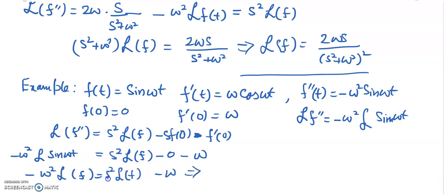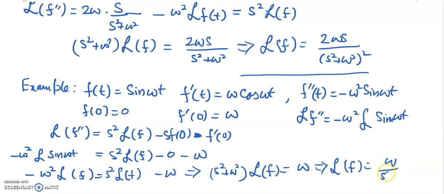From here, if I rearrange the terms, it will be s square plus omega square Laplace of f is equal to omega. Or very quickly, Laplace of f is equal to omega over s square plus omega square, which is the same relation which we already know for the Laplace of sine omega t. Similarly, in the same manner, we can find the Laplace of cosine omega t. So in this way, we have found another way to find the Laplace of sine omega t and cosine omega t.